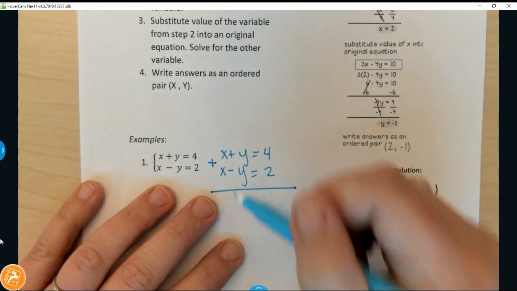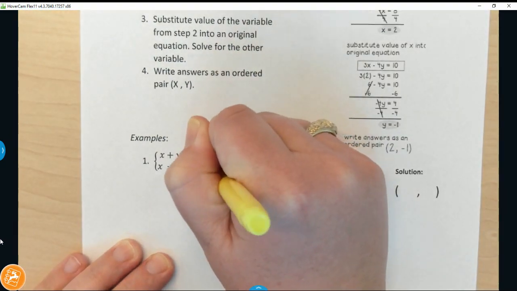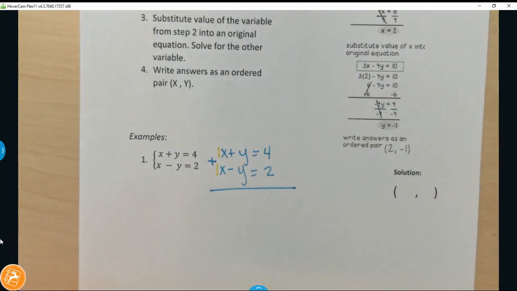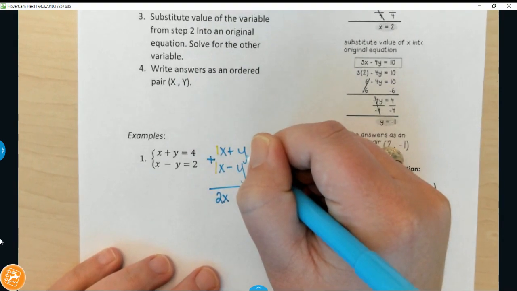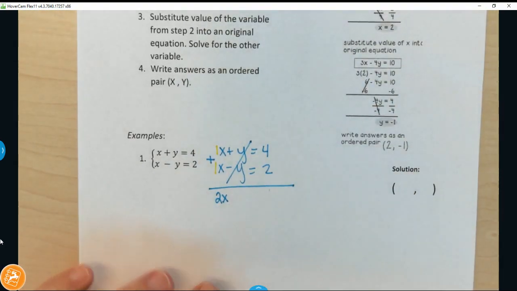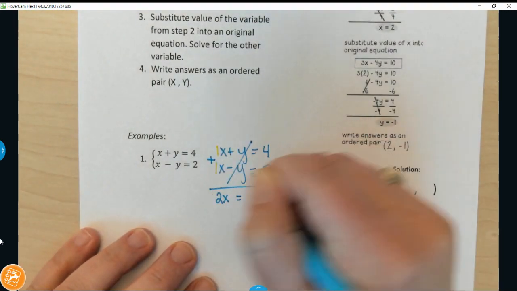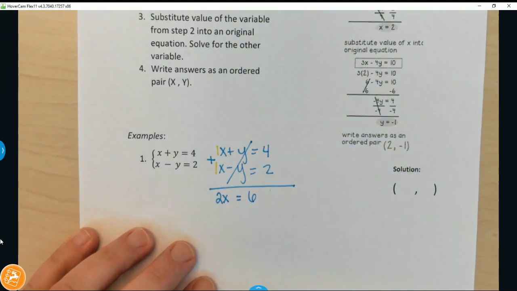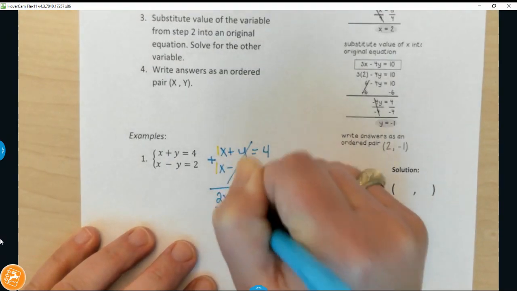When I do that, 1x, if there's no number in front, we always assume it's 1. So 1x plus 1x will give us 2x. Positive y minus y, that's what gets eliminated. That's why it's called elimination, equals 4 plus 2 is 6. At this point, I have to solve for x, so I'm going to divide by 2, and I get x to equal 3.